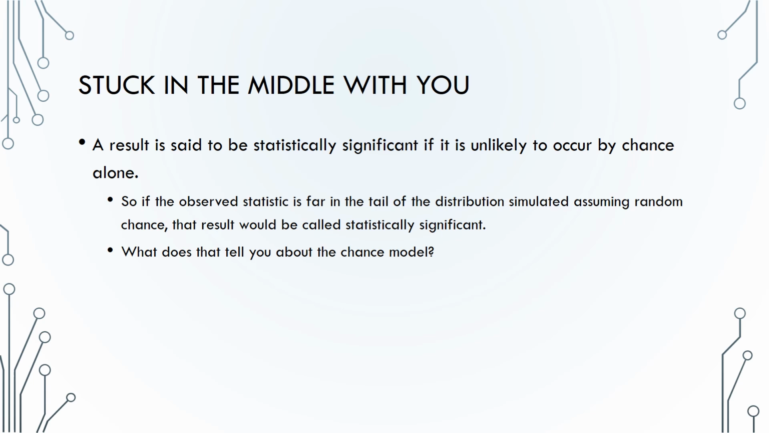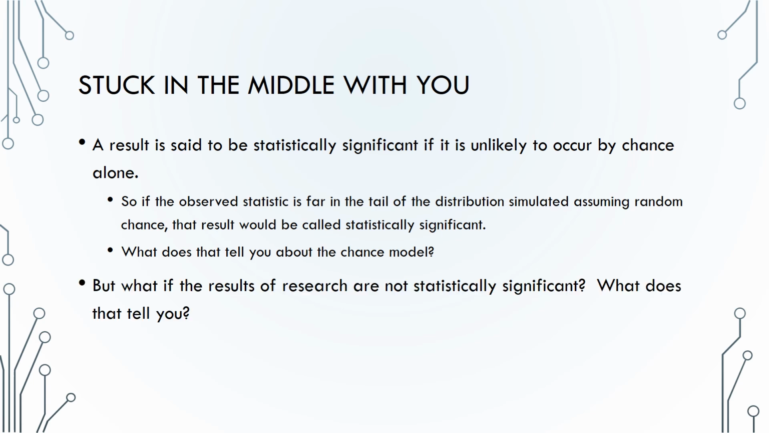A result is said to be statistically significant if it is unlikely to occur by chance alone. So, if the observed statistic is far in the tail of the distribution simulated assuming random chance, that result would be called statistically significant. What does that tell you about the chance model? That it does not explain the data and is unlikely to be true, leading us, the researchers, to believe the second explanation is correct, that something else is going on. That is when we get to say something about the world we live in.